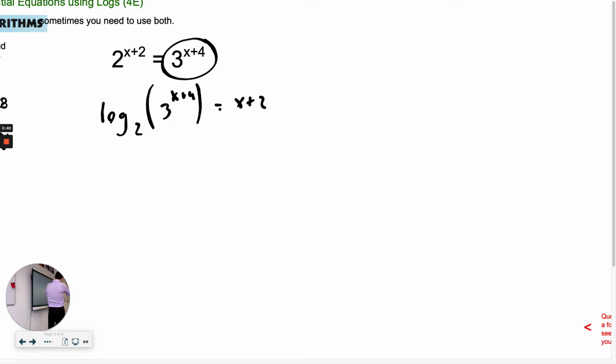Again, the goal is to extract the x's. So I'm kind of happy about this one, this x plus 2. But this is still stuck in there. Any ideas about how you can pull that out of there? You can divide the other side. Yeah, right. You can pull this out as an exponent, right? So you can pull this whole thing out as if it was a 5 or something, and it's whatever the exponent is times log base 2 of 3. Groovy.